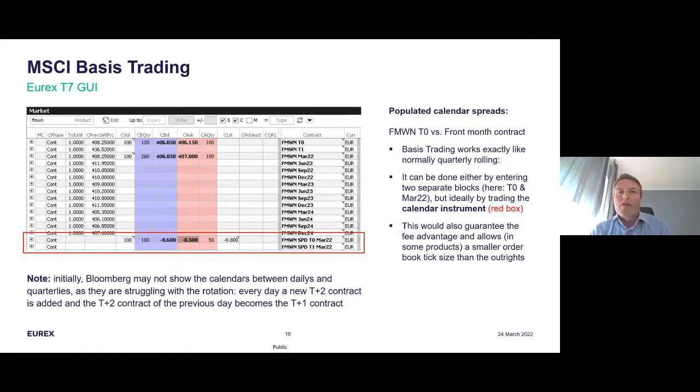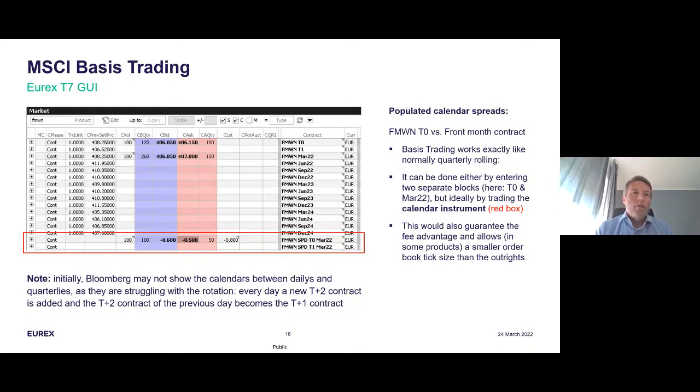Then once this new functionality goes live, we would have these 3 daily futures in front, and then you can combine the 2 here via the calendar instrument, which is shown here in the red box. Basically, it works exactly the same way as a calendar roll. That means you can either execute both legs individually, but what we recommend would be to use this calendar instrument also, because this is how we want to incentivize this trade here.